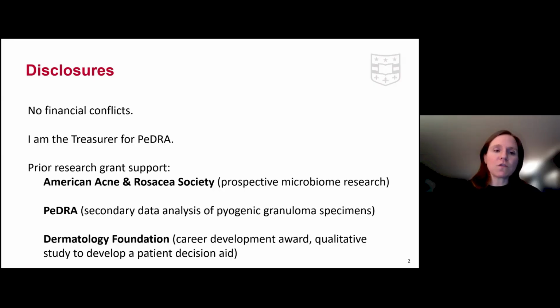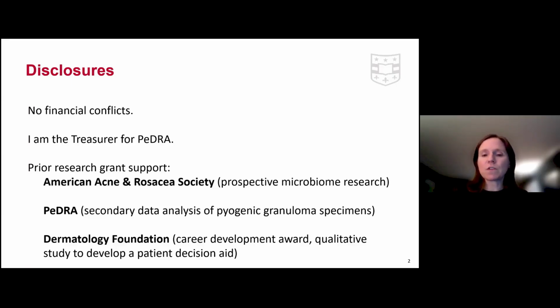So early on in fellowship, I had a grant from the American Acne and Rosacea Society, and that was a prospective human study collecting microbiome specimens from pediatric patients with acne. And then I've had some grants from PeDRA, most notably one for secondary data analysis of pyogenic granulomas. That was working with our genomics and pathology service here at WashU to do some sequencing of these lesions, working with Path to get the tissue out of the specimens, and then potential collaborations with other researchers across the country.